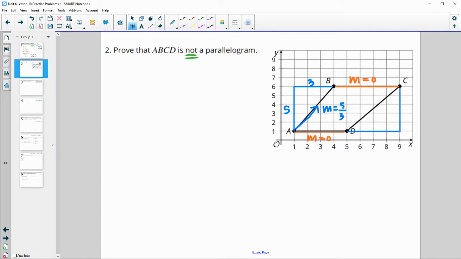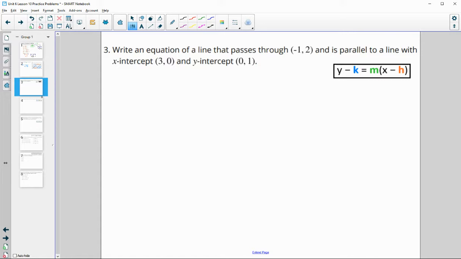This slope is going up as well, so this is going to be a positive. We'll count the rise, 1, 2, 3, 4, 5, and the run in this case is 4. So the slope of this one is positive 5/4. So segment BA is not parallel to CD, so it can't be a parallelogram.